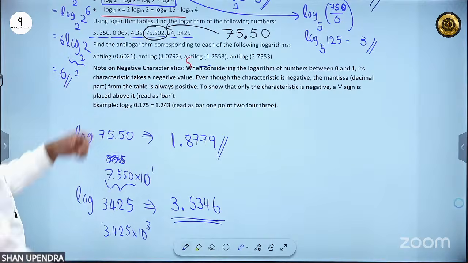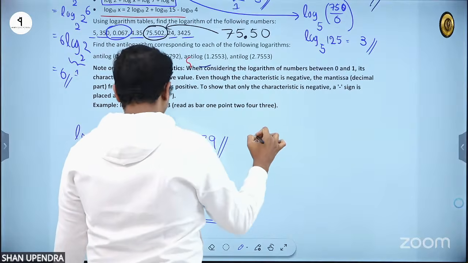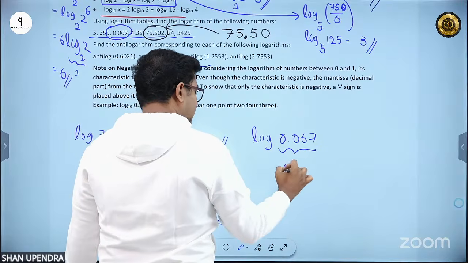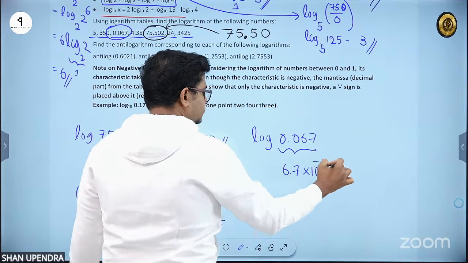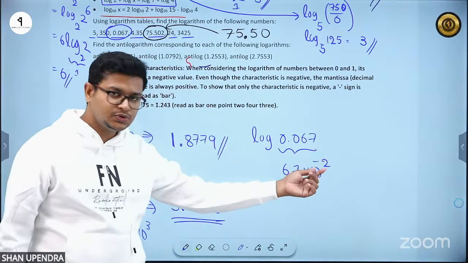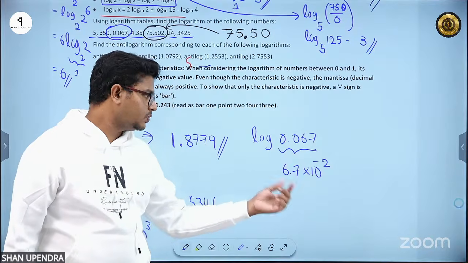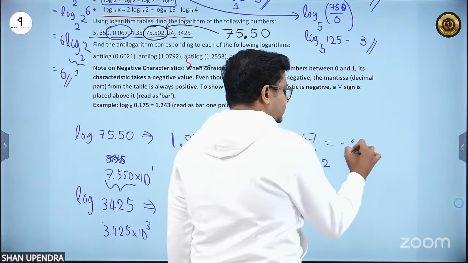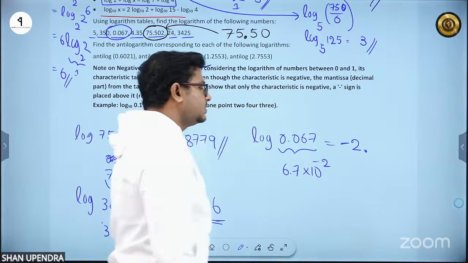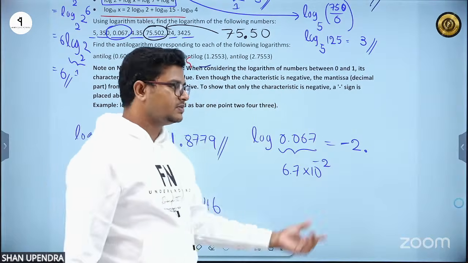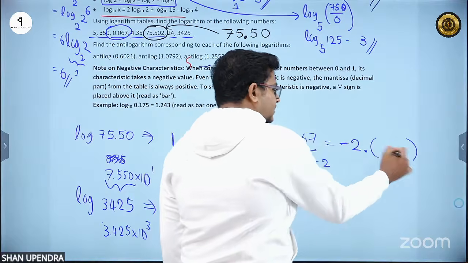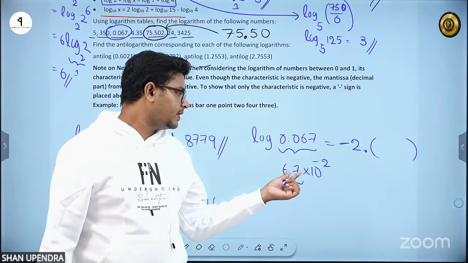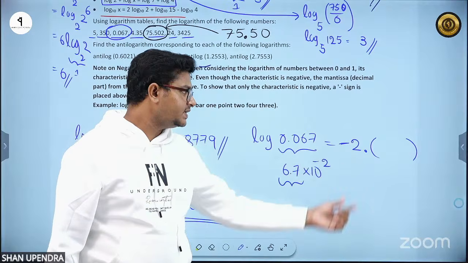If you want to represent this one, this is a really important thing. I can take log 0.067. If you represent this one in scientific notation, it is 6.7 times 10 to the power minus 2. So this is minus 2, and you need to represent it in front of the dot. But if you put minus 2 in front of that dot, then the problem is the whole expression becomes minus. 6.7 is a positive answer. But if you put minus here, this whole expression becomes minus.